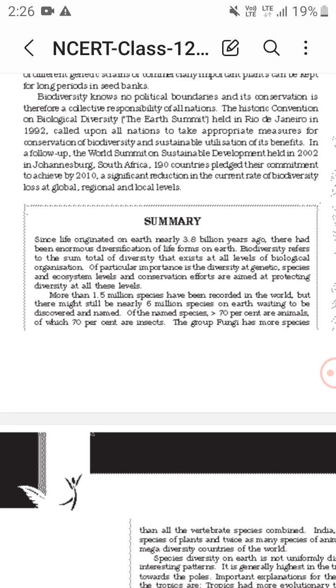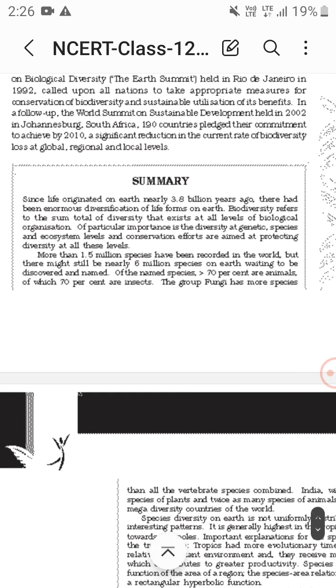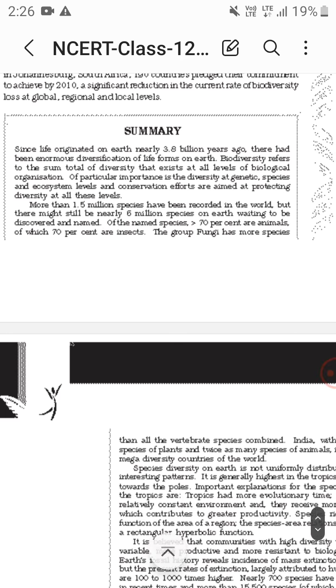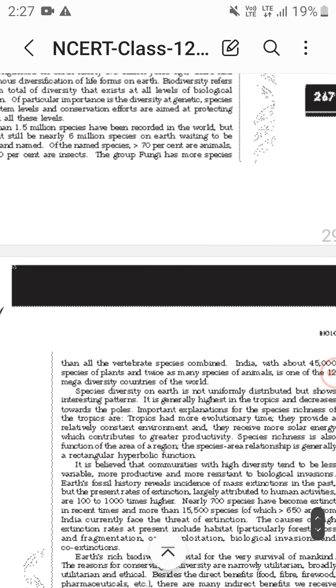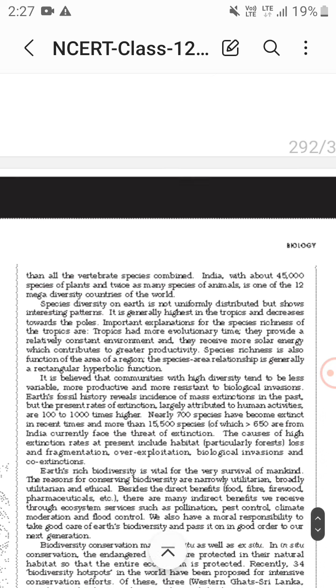all these levels. More than 1.5 million species have been recorded in the world, but there might still be nearly 6 million species on Earth waiting to be discovered and named. Of the named species, more than 70% are animals, of which 70% are insects. The group fungi has more species than all the vertebrate species combined.